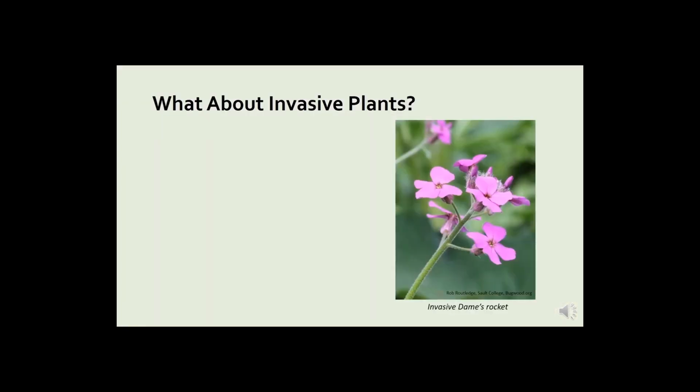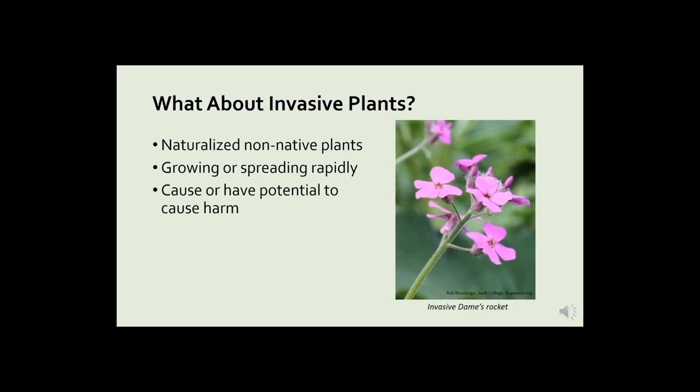So what is an invasive plant? First off, invasive plants are naturalized non-native plants. So these are non-native plants that can persist and spread on their own without human intervention. In addition, invasive plants have the tendency to grow or spread rapidly in their non-native range. And finally, invasive plants cause or have the potential to cause harm. And this includes economic harm, environmental harm, and harm to human health. So for a plant to be considered invasive, it needs to have all three of these characteristics.